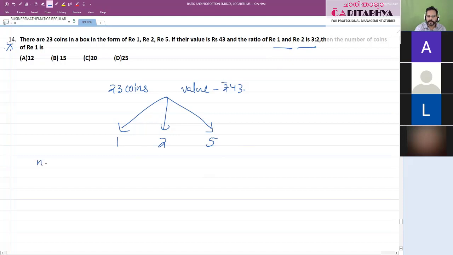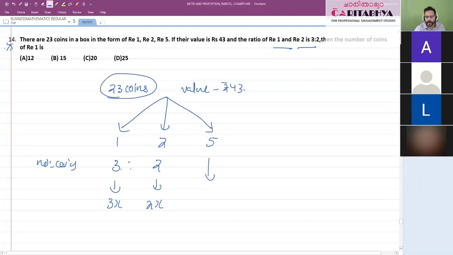The ratio of 1 rupee coins to 2 rupee coins is 3 is to 2. That means there are 3x 1 rupee coins and 2x 2 rupee coins. Total coins are 23, so 3x plus 2x is 5x. So the 5 rupee coins are 23 minus 5x.